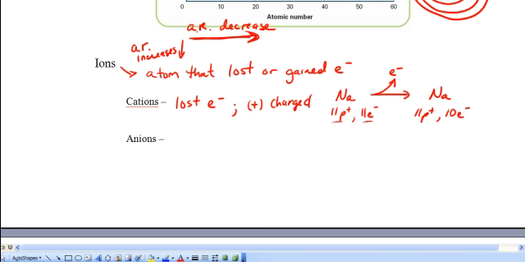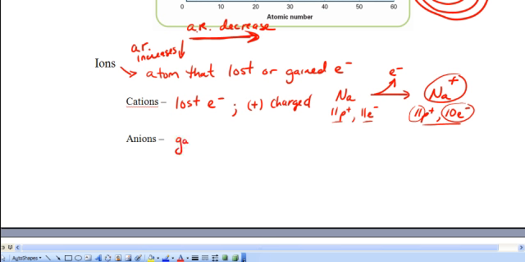You have 11 positives, 11 negatives, so it's overall neutral. However, here on the product side, only 10 of these 11 protons are balanced by electrons. You only have 10 electrons, so only 10 protons are balanced. You have one proton that is not balanced by a negative charge, so it overall has a +1 charge. All right, this is called a cation, and we're going to be using cations quite a bit when we start creating compounds.